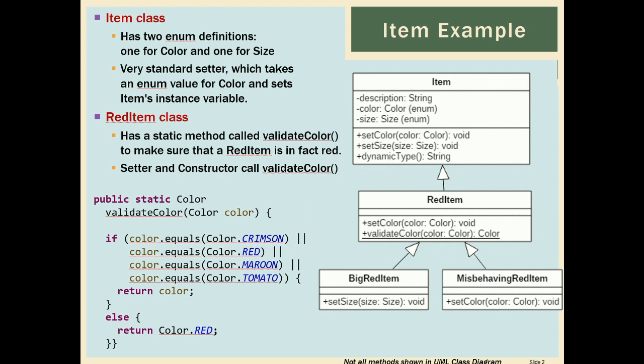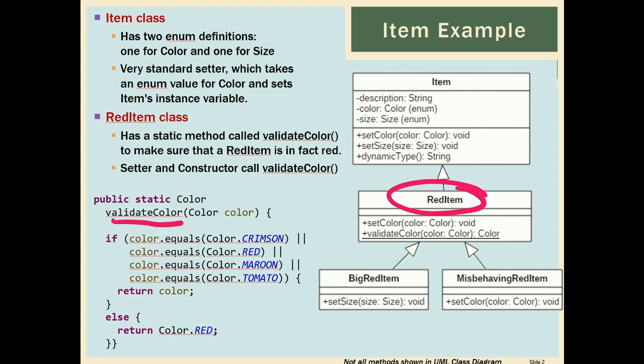Then there will be two subclasses of red item, a big red item with its method of setting the size, and a misbehaving red item, which we'll talk about soon. So let's take a look at red item, and here we see the method validateColor.